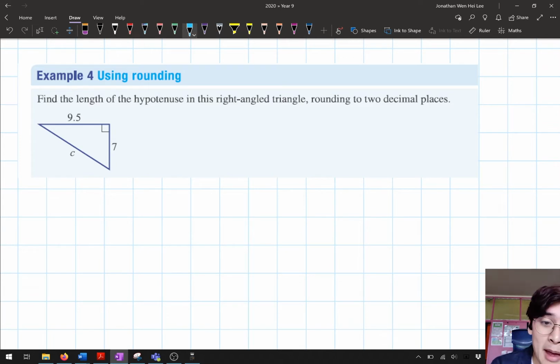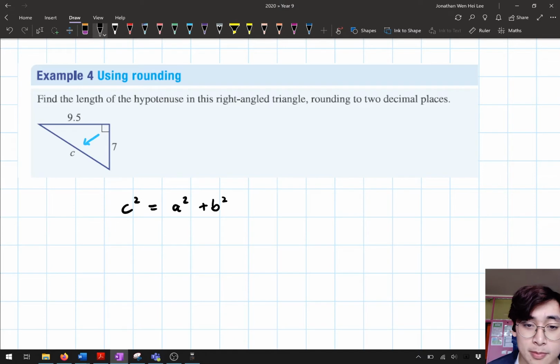First, I'm going to just check that I am in fact missing a hypotenuse, opposite the 90-degree right angle, and I've got my missing side C. Okay, cool. So I've got C. First step, I'm just going to write the equation. C squared is equal to A squared plus B squared.